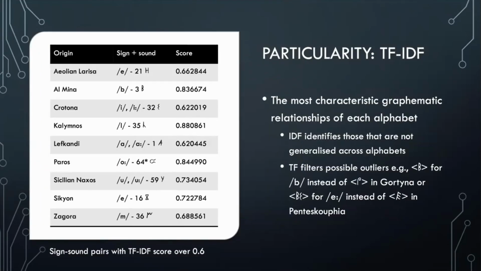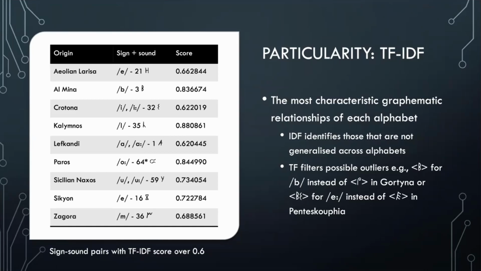So one of the elements that I tried to measure using TF-IDF are the most characteristic graphematic relationships of each alphabet. So those that can help us identify them best. The inverse document frequency calculation finds those that are not generalized across many of them, while the term frequency filters out possible outliers like phoneme-grapheme pairs that may only appear on a couple of occasions.